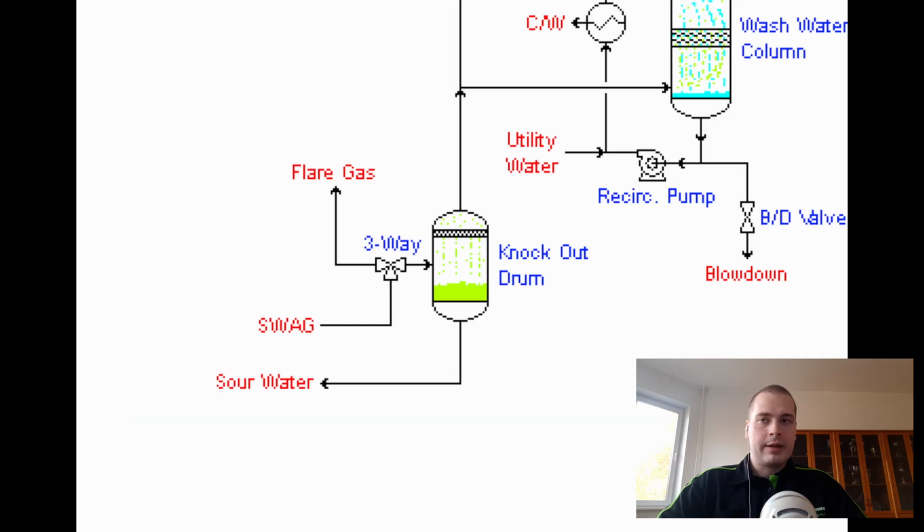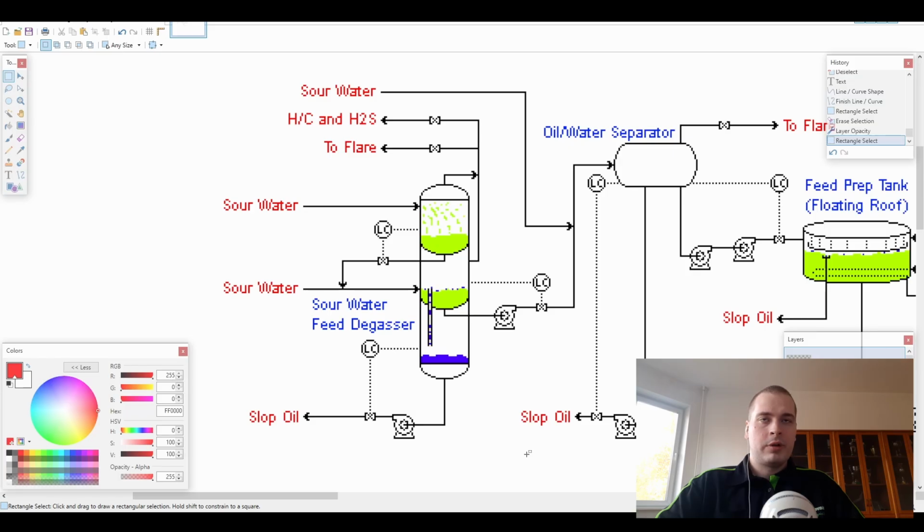As you may remember, in plant 8 amine unit, we first started by removing fluids like sour water from our acid gas stream in the knockout drum. We have a very similar idea in the sour water system, where first we want to get rid of the gases in our sour water so we can treat the sour water. The first piece of equipment we're gonna start with is our sour water feed degasser.